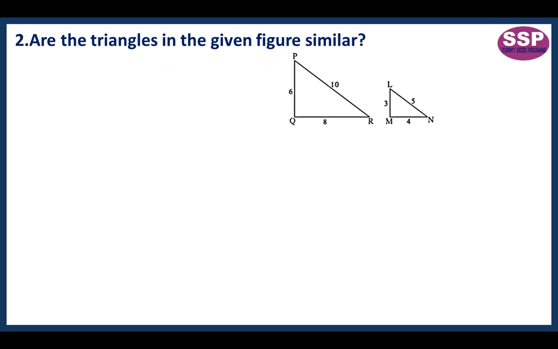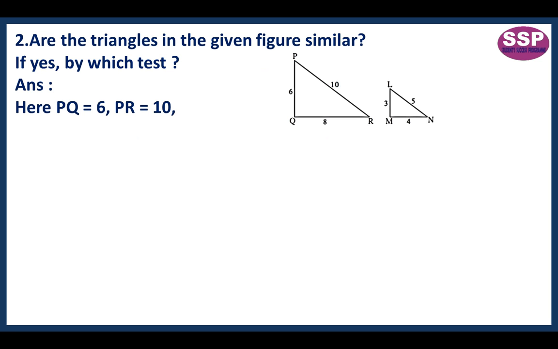Second problem. Are the triangles in the given figure similar? If yes, by which test? Here PQ is equal to 6, PR equal to 10, QR equal to 8, LM equal to 3, LN equal to 5 and MN is equal to 4. You should note that here we have been given the lengths of the sides of two triangles.